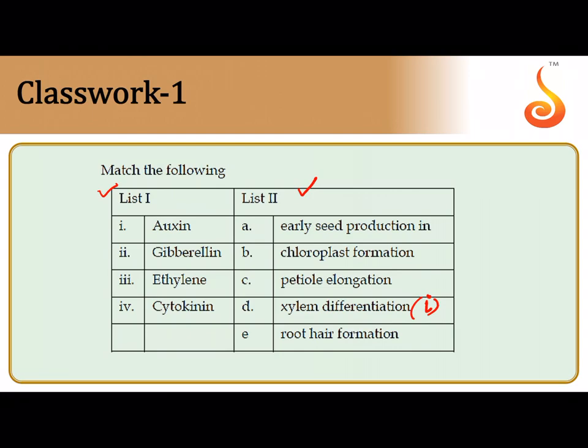Now gibberellin. Gibberellin is mostly involved in production of early seeds. Now this is mostly seen in conifers. So conifers can attain maturity at a quicker time and they can produce more number of seeds. So gibberellin is involved in early seed production.